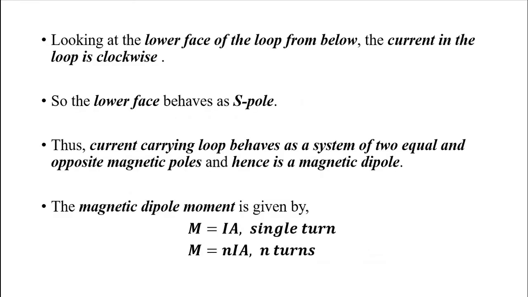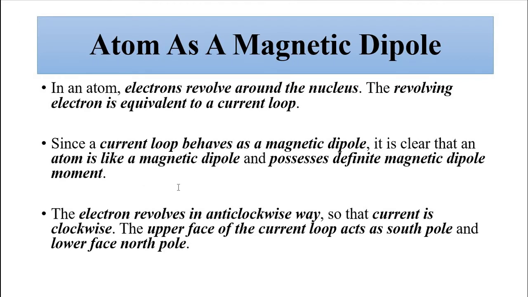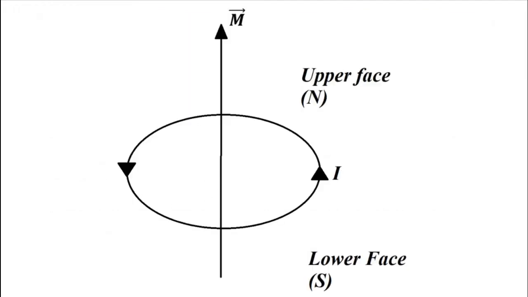Another important concept associated with it is an atom behaving as a magnetic dipole. Now we all know, according to the atomic theory, the electrons revolve around the nucleus in well designated orbits according to Bohr's atomic theory. So the atomic movement gives rise to its behavior as a magnetic dipole. We know that a current carrying loop behaves as a magnetic dipole.